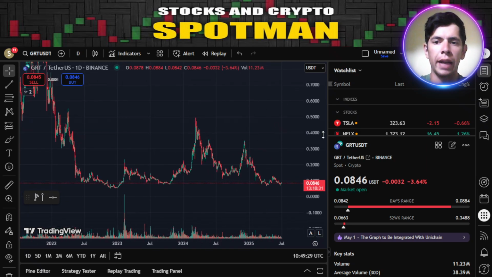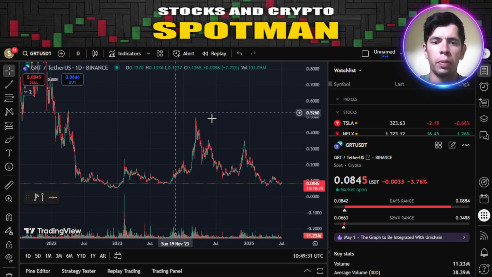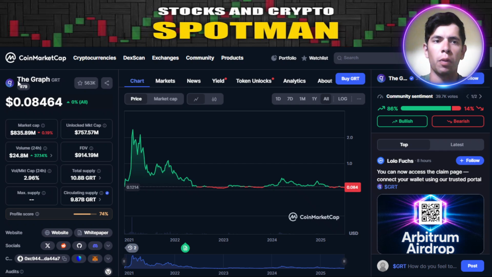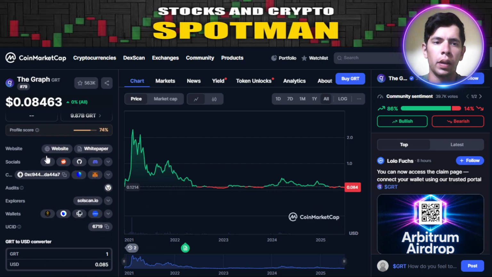Today I'm going to analyze GRT coin, the price chart, how much potential it has, and the data from CoinMarketCap. Here the market cap is $800 million, and volume for 24 hours is $24 million. Here we can see total supply, circulating supply, and max supply is unknown here, or maybe unlimited. Here we have website, white paper, socials, and also explorers, supported wallets.